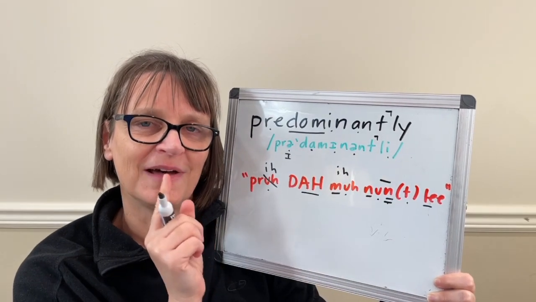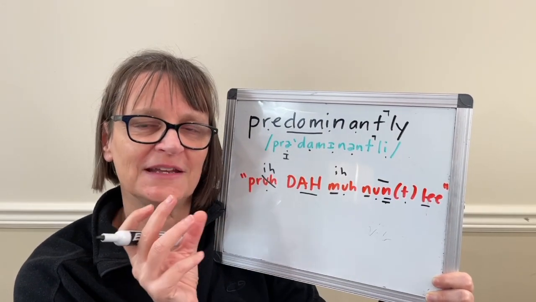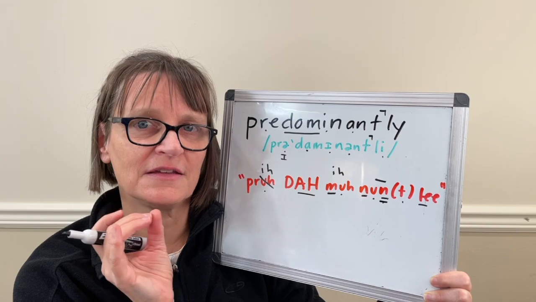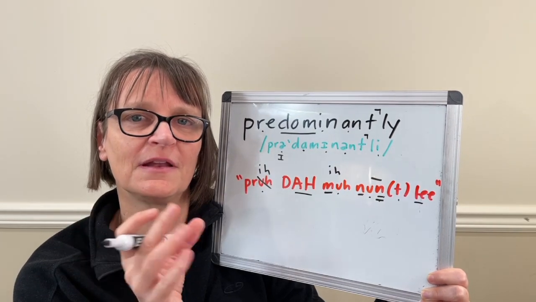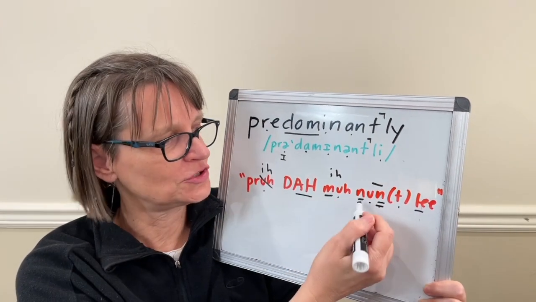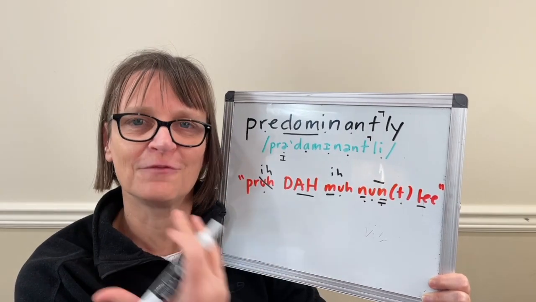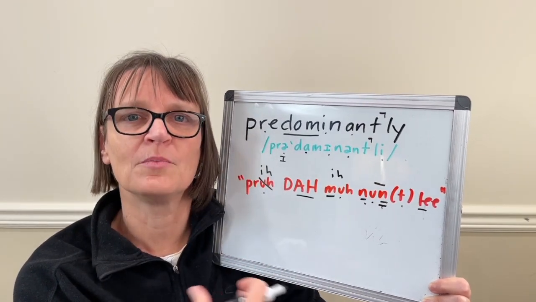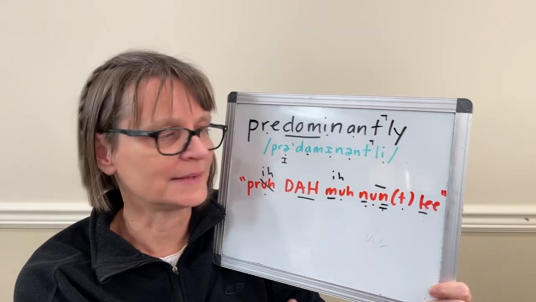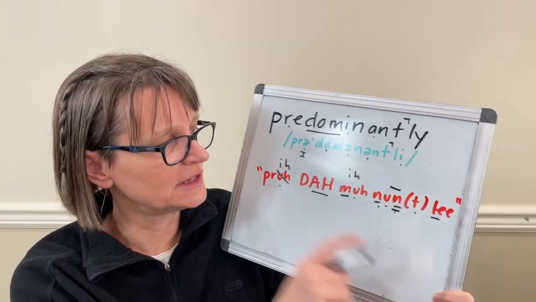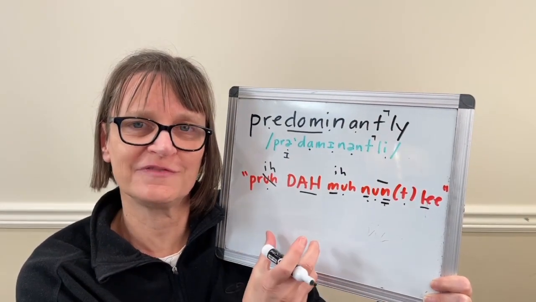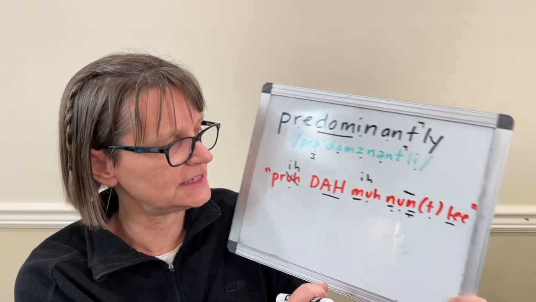I go up and stop the air for the T, but it never releases in a burst of air. Not nant with a release of air, but nant. Very short from the N to the other N sound. They're both very short. And then right into the L. Nantly, predominantly. So it's a little bit tricky because of these reduced vowels, because of this unreleased T, and the way it's spelled.